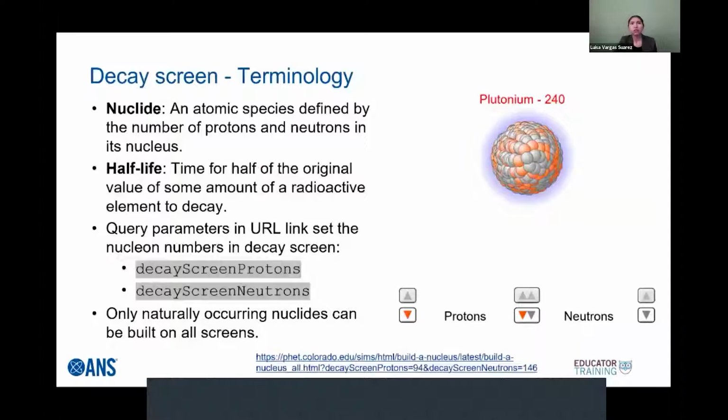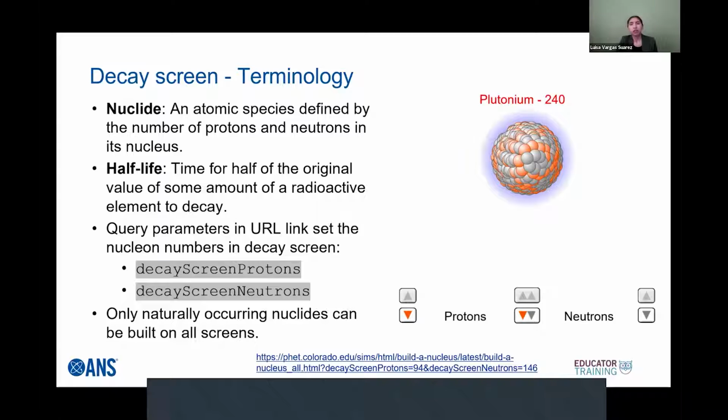So what is a nuclide? A nuclide is an atomic species that is defined by how many protons and neutrons it has in its nucleus. And depending on the number of protons and neutrons it has, the nuclide can either be stable or unstable. The first screen goes up to plutonium-240, which is made up of 94 protons and 146 neutrons. Because there are so many, we added these query parameters so you can directly set the nuclide you want to create.